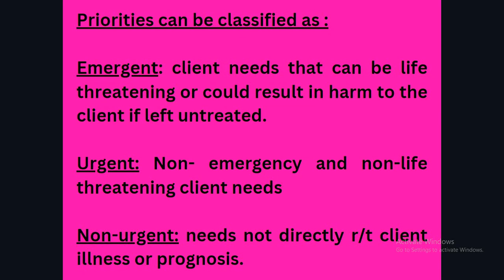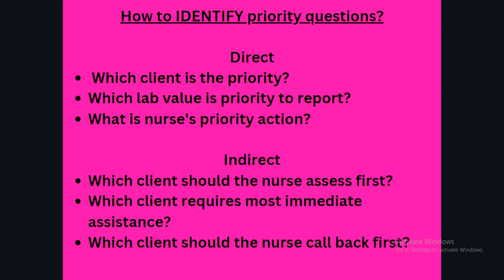So the emergent are the client needs that can be life-threatening or could result in harm to the client if they are not treated or attended immediately. Urgent are the non-emergency and non-life-threatening client needs, and non-urgent are needs that do not directly relate to the illness or prognosis. Right? I will discuss this later.